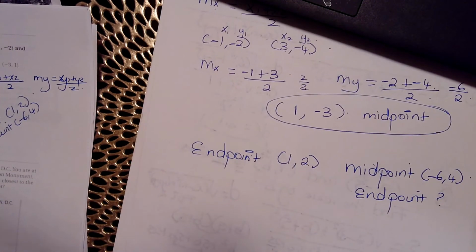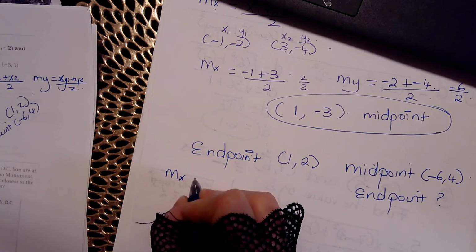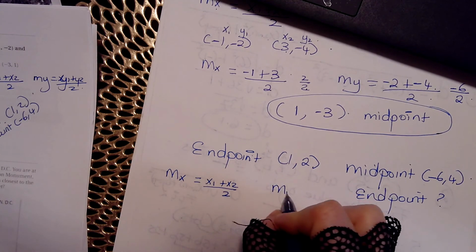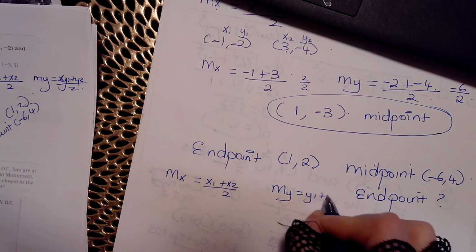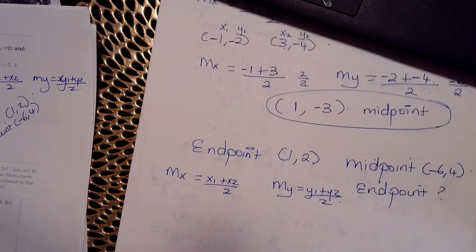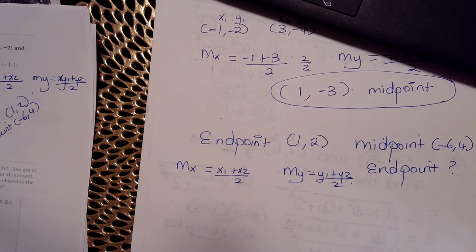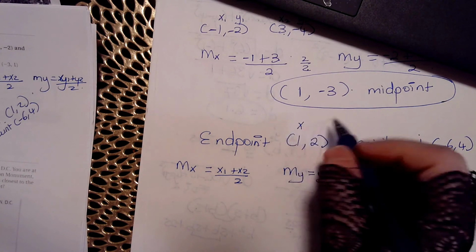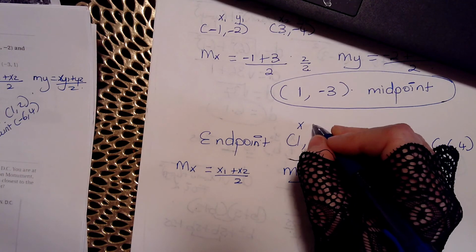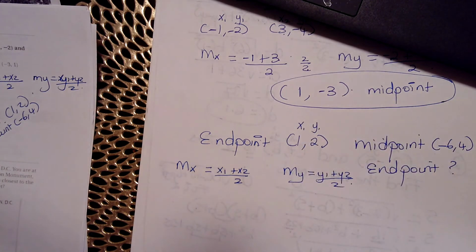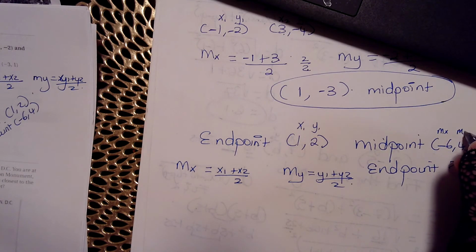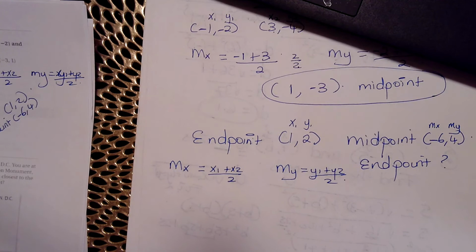So you go back to this original formula. Midpoint of x equals first x plus second x over 2. Midpoint of y equals first y plus second y over 2. Always go back to the formulas they give you. So this is the endpoint x, this is the endpoint y, so you can call that x1, y1. This is the midpoint. So I'm going to say midpoint of x, and this is the midpoint of y. Okay? So let's go ahead and try to find this other endpoint.